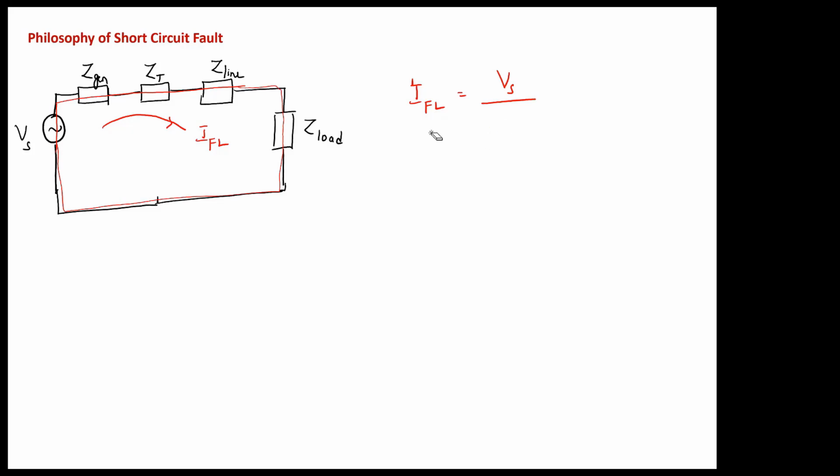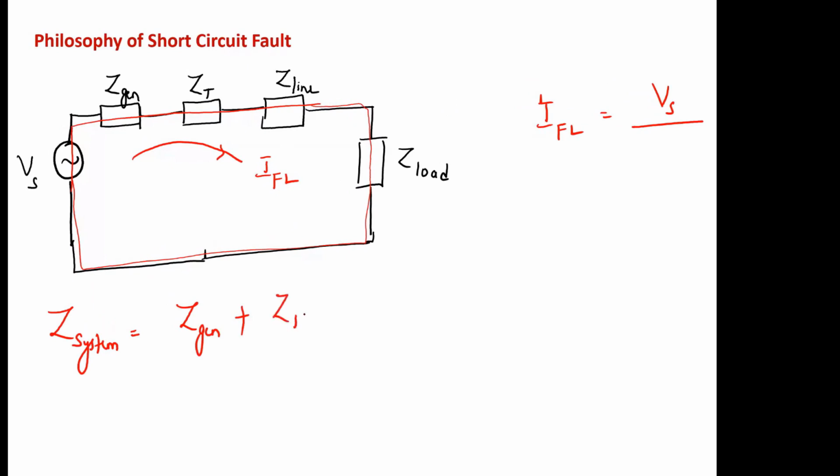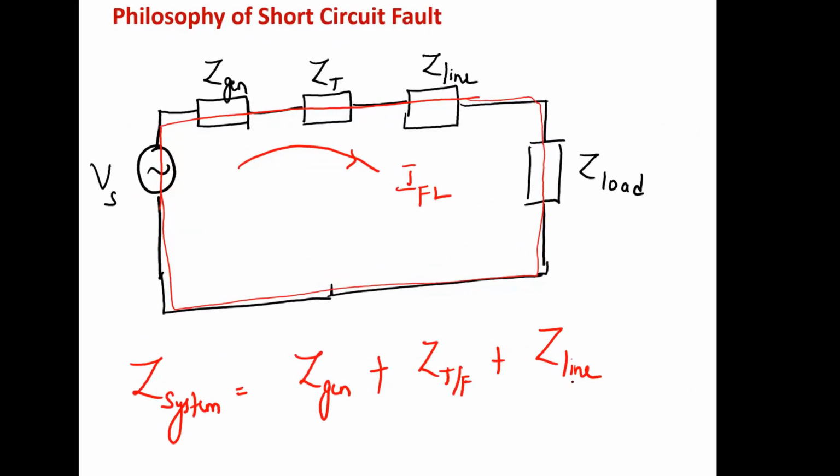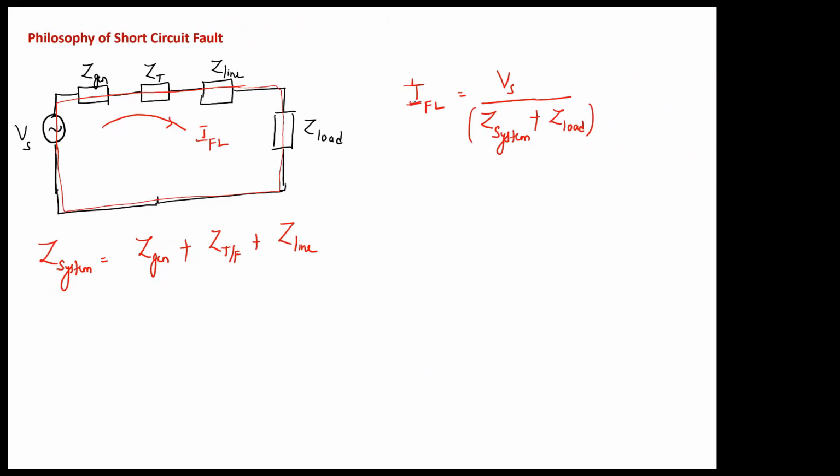All the impedances except the load impedance are called system impedances. Here the system impedance is a series combination of generator impedance, transformer impedance, and transmission line impedance. So we define Z system as the series combination of generator impedance, transformer impedance, and transmission line impedance. The transmission line impedance includes the transmission line, feeder, distributor, everything. Similarly, all the transformers in series are included, and this is the source impedance. So the full load current is Vs divided by Z system plus Z load. This is the full load current that flows in the system.